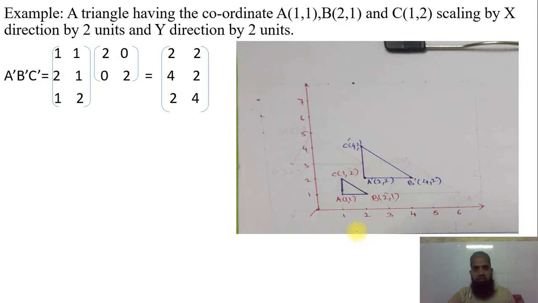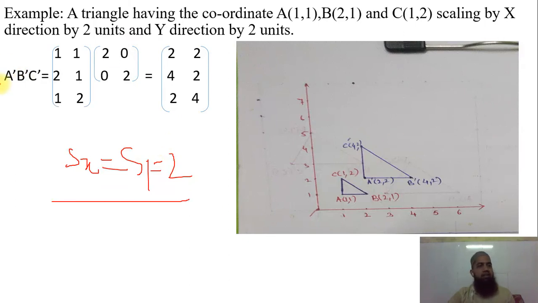I have taken a very simple example of scaling, which is a uniform scaling. A triangle ABC has coordinates 1 comma 1, 2 comma 1, and 1 comma 2. Scaling is by 2 units in the x direction and 2 units in the y direction. Both sx and sy are the same, which means the scaling in both directions is the same, so it is called uniform scaling.